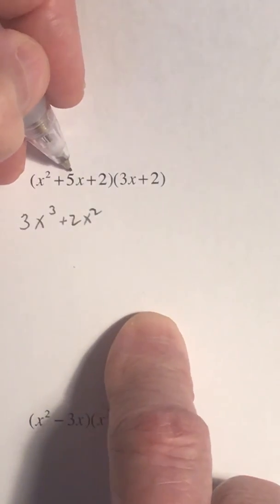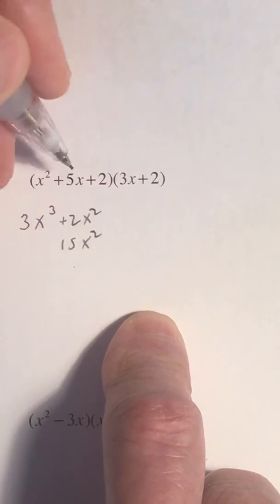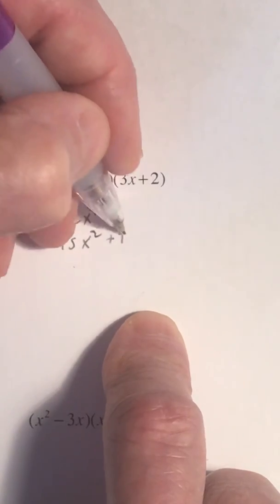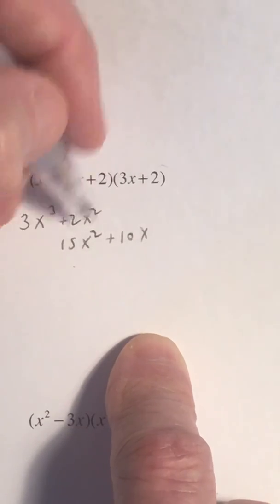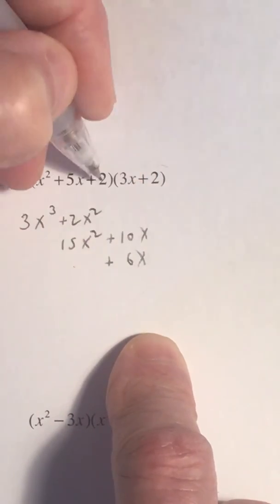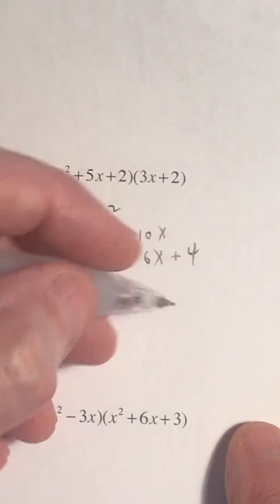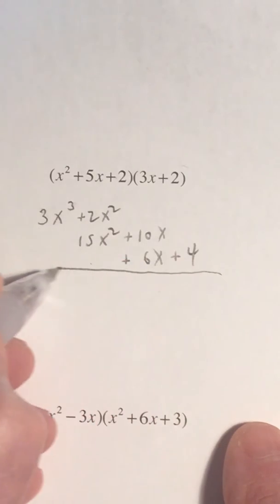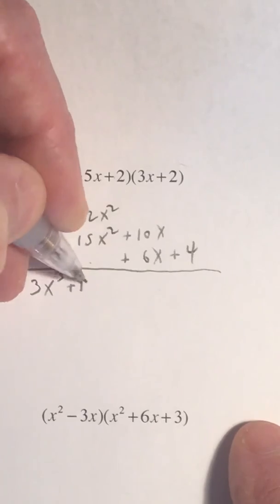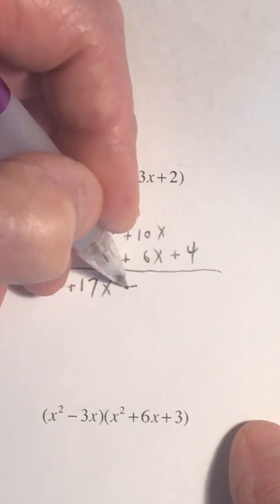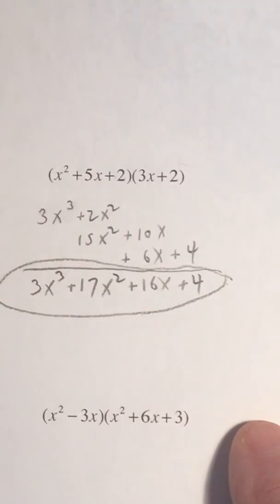Now I'm using 5x. 5x times 3x, I get 15x squared, and 5x times 2, I get plus 10x. Now 2 times everything here. 2 times 3x, I get plus 6x, and 2 times 2, I get 4. We'll see, I got the things in columns according to what power of x. 3x to the 3rd plus 17x squared plus 16x plus 4.